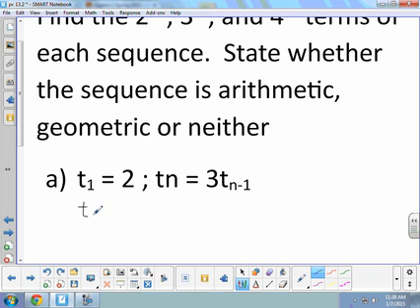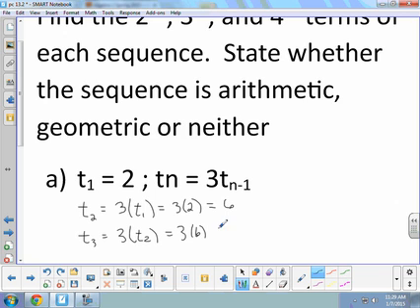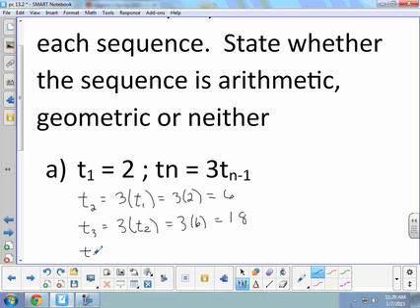So if I want to figure out what t sub 2 is, that would be 3 times t sub 1, because I can always just look at that right there and do 2 minus 1, that's where that 1 comes from, and that would be the previous term, which would be 3 times 2, or 6. t sub 3 is going to be 3 times t sub 2, which would be 3 times 6, or 18. t sub 4 would be 3 times t sub 3, which would be 3 times 18, or 54. So our sequence there is 2, 6, 18, 54.